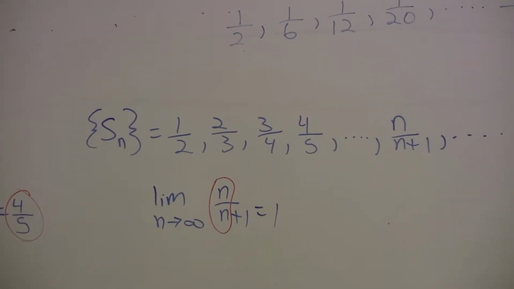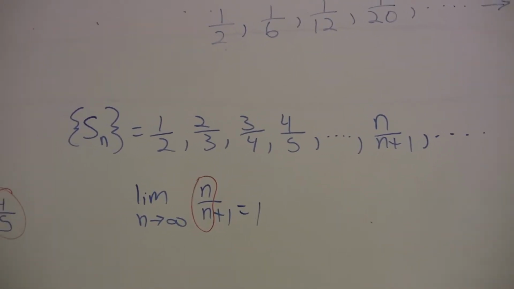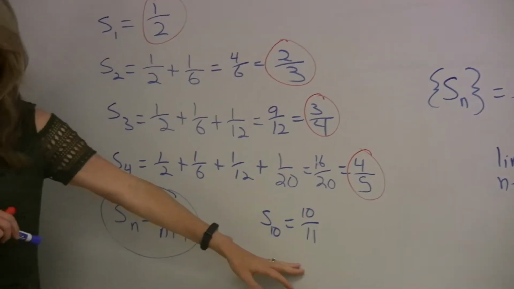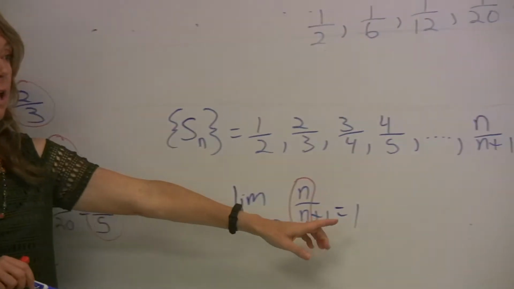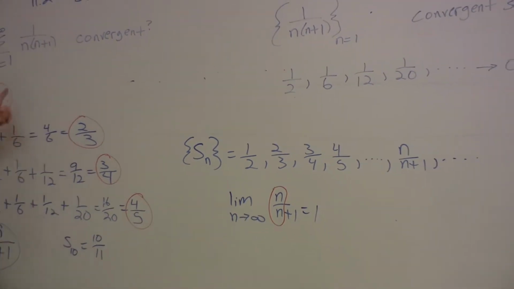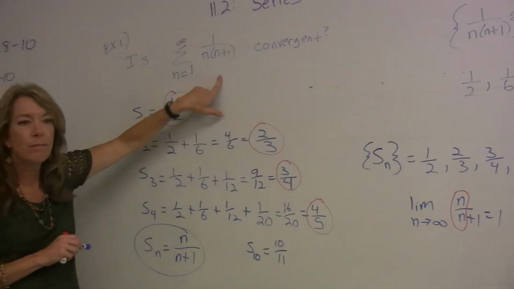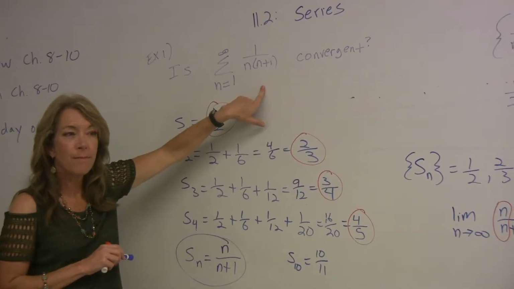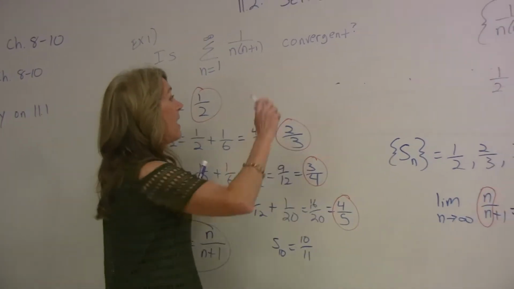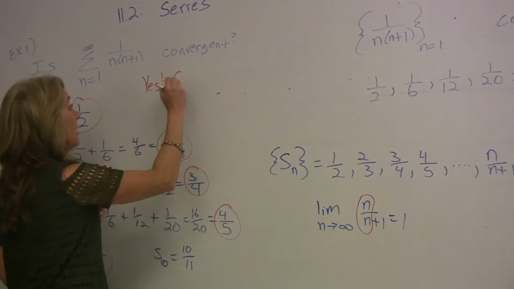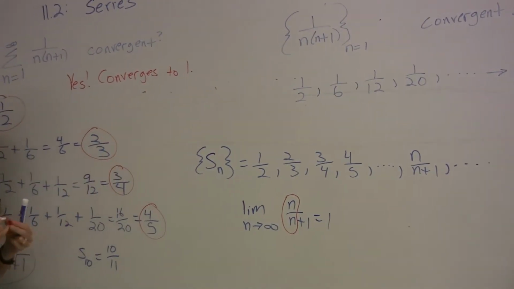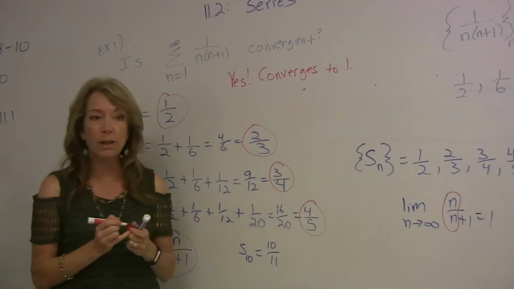So what this tells me is the more terms that I add, whether I add 1 term or 2 terms or 3 terms or 4 terms or 10 terms, the closer that total is getting to 1. Does this series converge? What's it converge to? It converges to 1, because the more terms I add, the closer that total gets to 1.